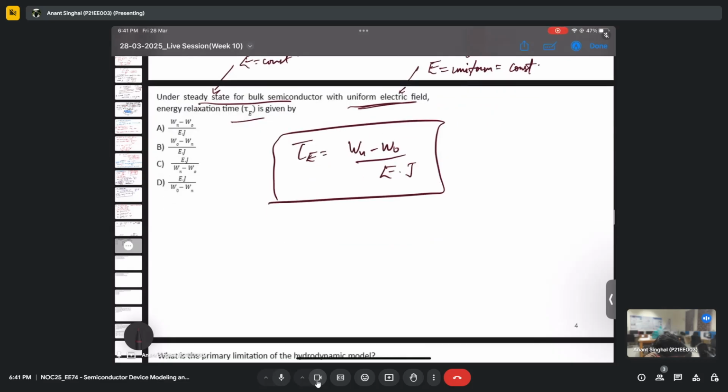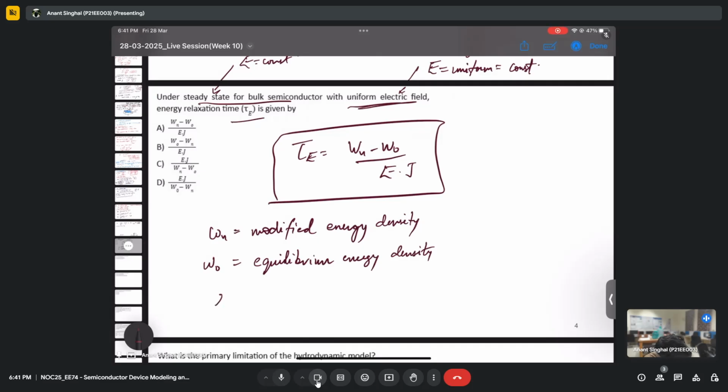Wn is a modified energy density. You will not see numericals from this much, because the derivation is lengthy. W naught is the equilibrium energy density. Then E dot J is the joule heating, that is common.